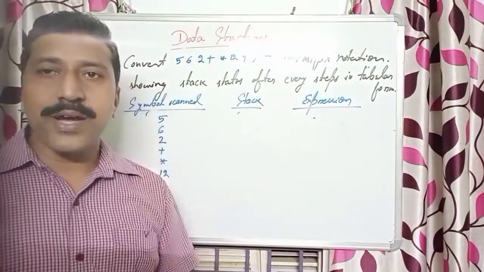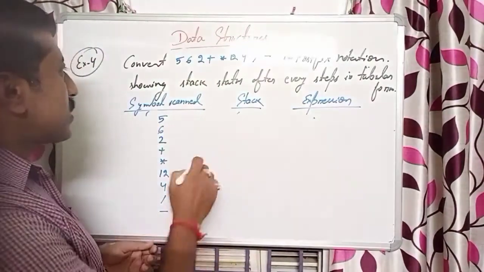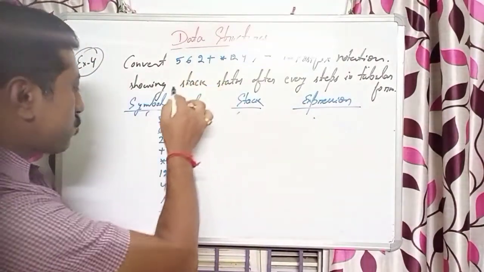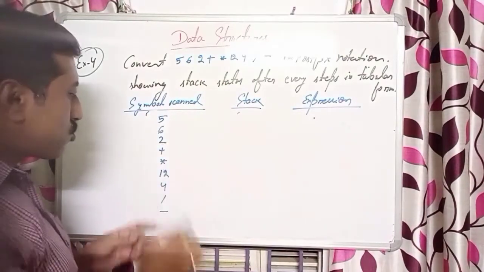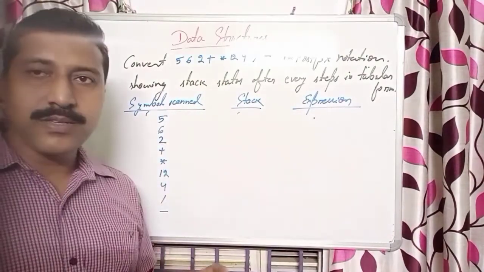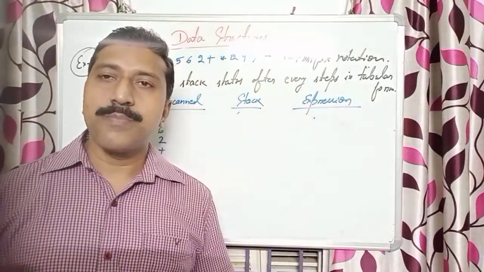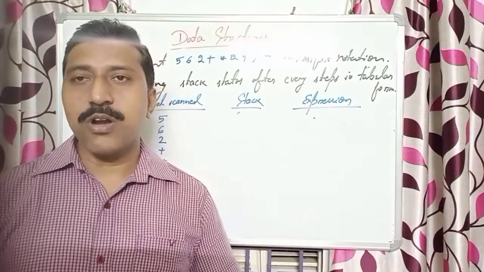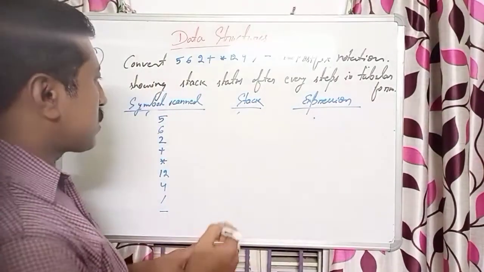Here we'll evaluate the final value. This is another type of example. So in this case, first I have written 562+*124/- in a tabular format, in a column. One thing you remember: when we insert, that is called push, and when we delete, that is called pop. Accordingly it will be calculated. So now you see.